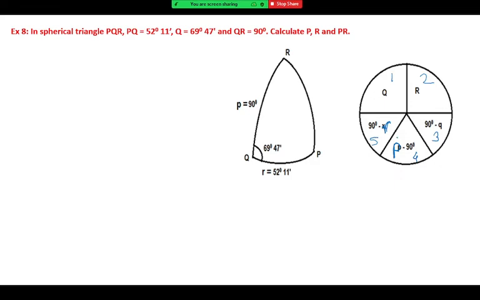Capital Q, small r is given. So part one is given. This part one is already known to us. Capital Q, small r is also known, so part five. So parts 1 and 5 are known, and now 2, 3, 4 are missing, that we have to compute. So tell me which formula you will use to get one of the quantities.